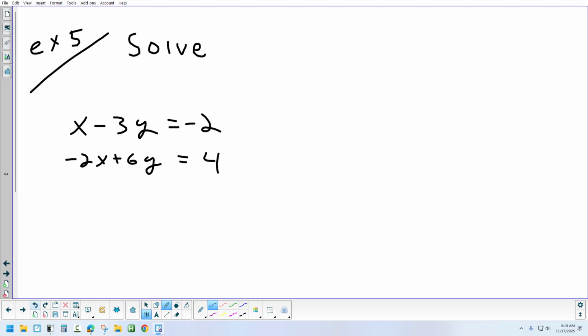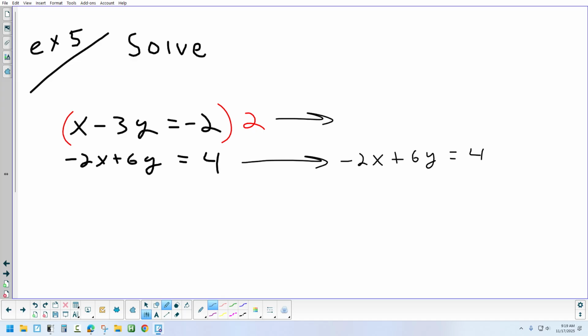X. All right, so let's focus on just one column. Focus on the x. And what would you have to do to make the x's cancel? Times by 2. Yep, times it by 2. So bottom is going to stay exactly the same. What do you get when you multiply the top by 2? 2x minus 6y minus 30 equals -4. And when you add up the x's, cancels.